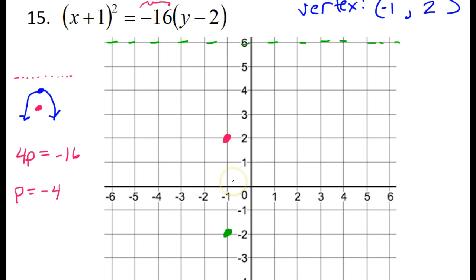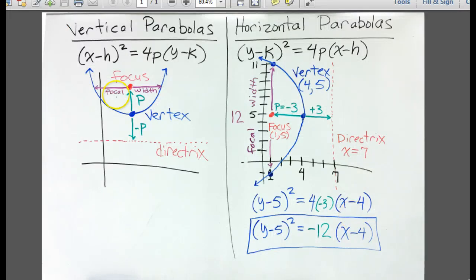Okay, we need 2 more points in order to actually graph this parabola. And to find those 2 points, we're going to use something called the focal width. The focal width is the width of the parabola at the height of the focus. So if you go to the focus and look from side to side, that's your focal width. Or in a sideways parabola, this would be the focal width from here to here.